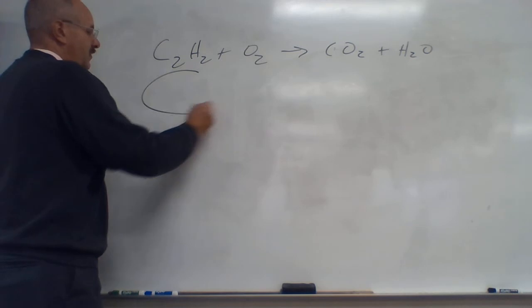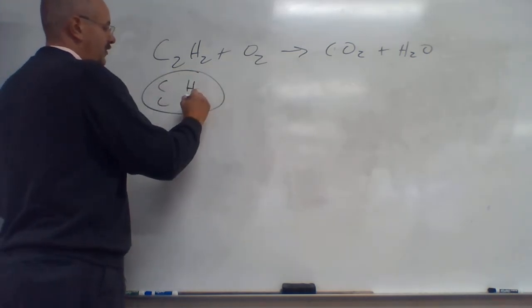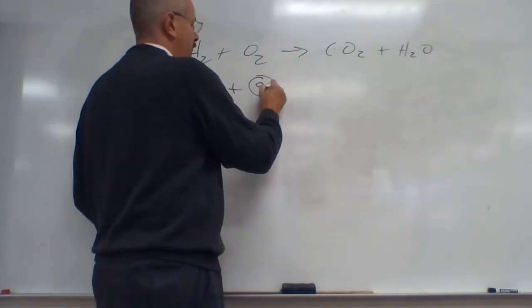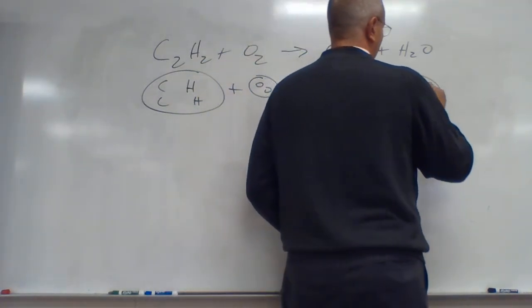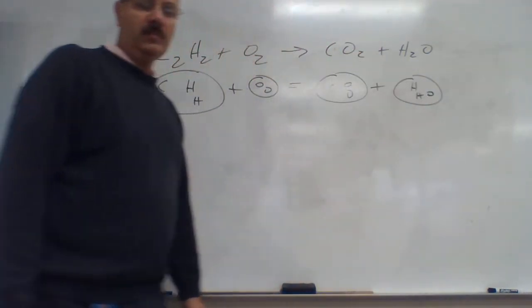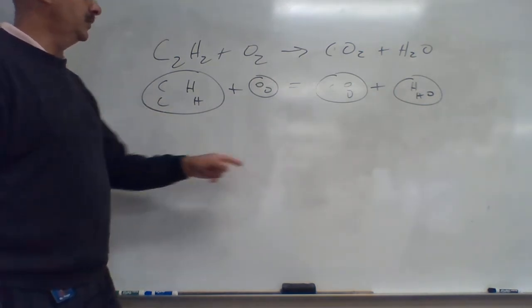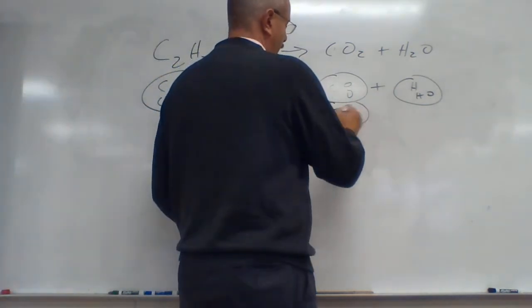All right, so if we balance this guy, I got two C's, two H's, plus I got two O's. That's equal to a C and two O's plus two H's and an O. All right, so start with the C's. I got 1, so I need another one of this guy.